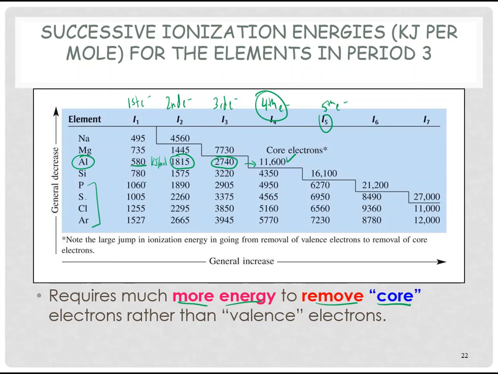You can also see trends down here in the nonmetals. As you can see, they have much higher ionization energies to begin with because they don't typically like to lose electrons. They like to gain them. And then you get over here to where you're pulling off core electrons. Phosphorus has 5 valence electrons. When you pull off that core electron, it goes from 6,000 to 21,000. It's a huge jump. Much larger jump to remove core electrons.